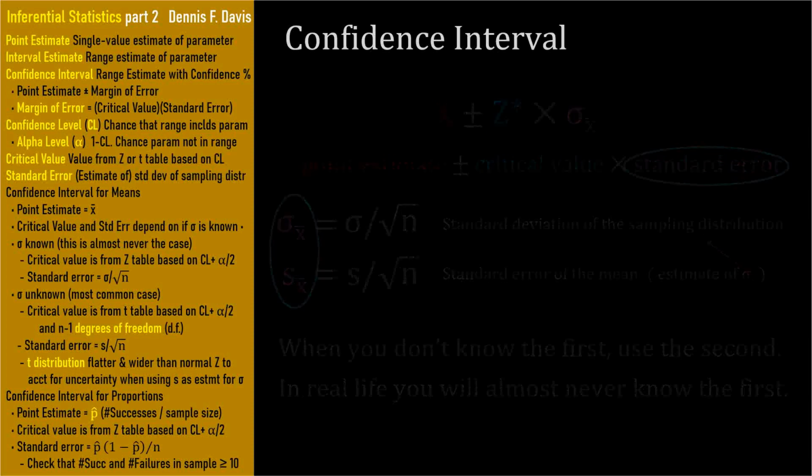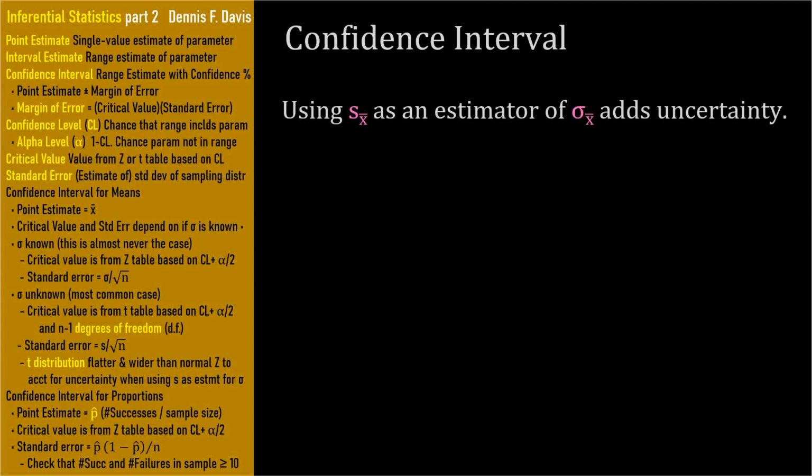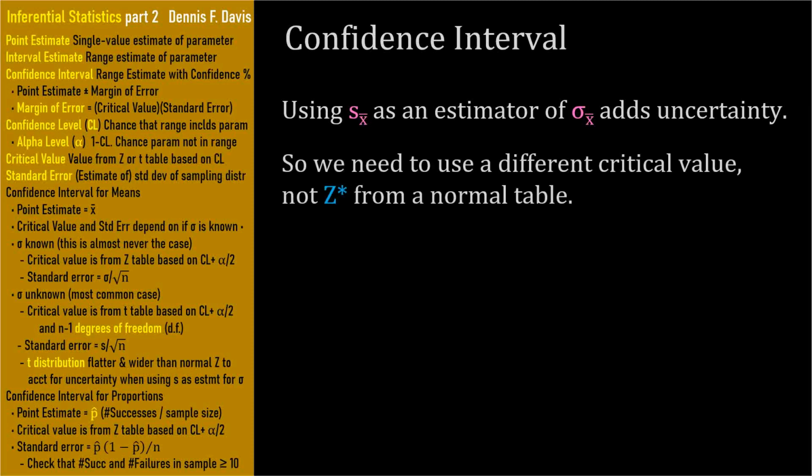Now, using s instead of sigma to calculate the standard error has an important implication. There is some added uncertainty because the standard deviation of a sample can be different than the standard deviation of the population from which it was drawn, even when we divide by n-1 instead of n. Due to the added uncertainty, we cannot use the normal table to find critical values. We use another bell-shaped curve I'll tell you about shortly.